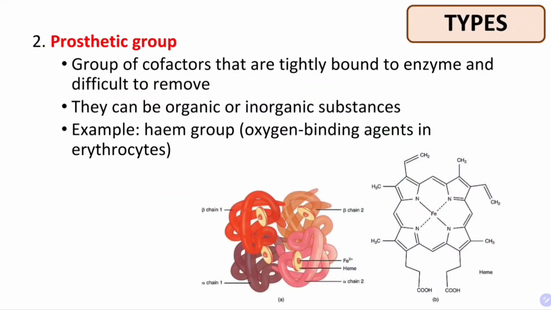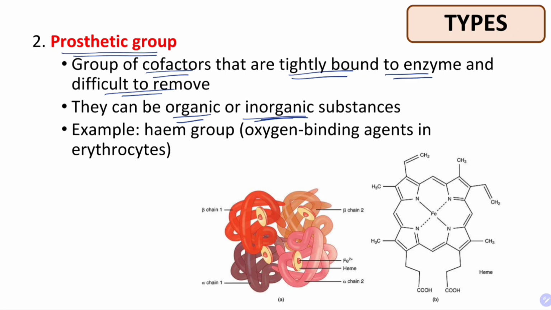The second type of cofactor is prosthetic group. So it's a group of cofactors that are tightly bound to the enzyme and are difficult to remove. So kalau prosthetic group, they can be organic or inorganic substances. Kalau tadi metal ion, dia hanyalah inorganic substances. Tapi kalau prosthetic group, it can be both, either organic or inorganic substances, tak kisah.